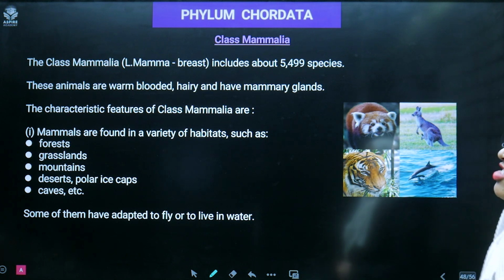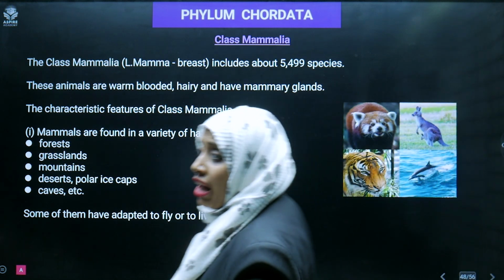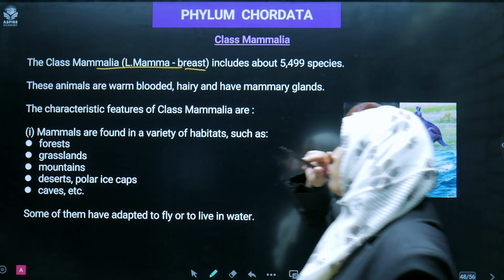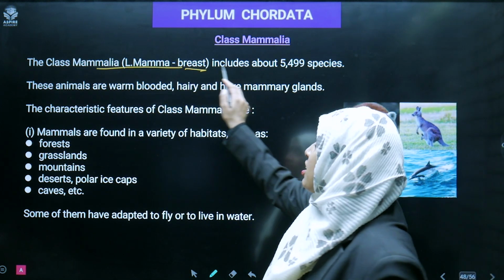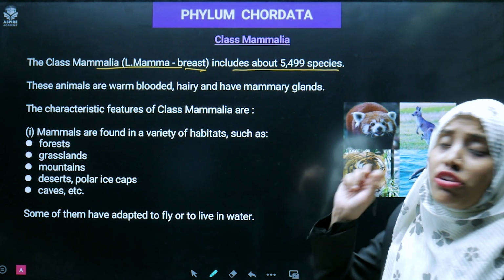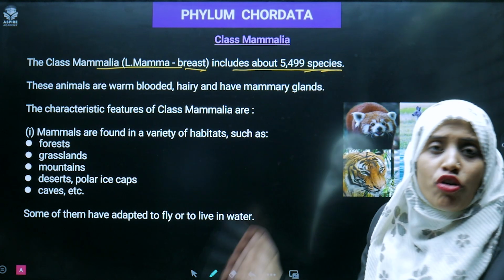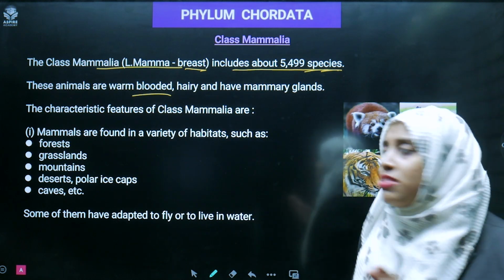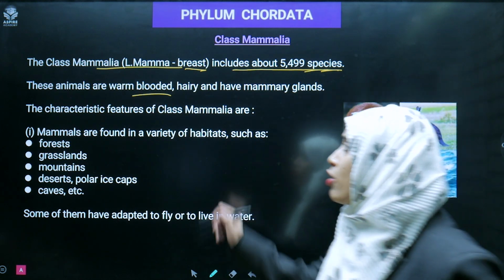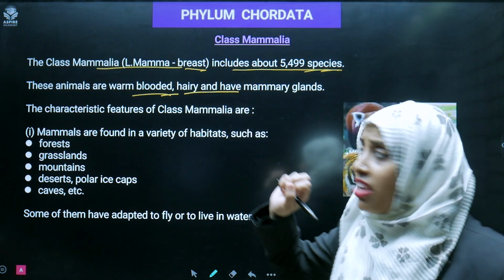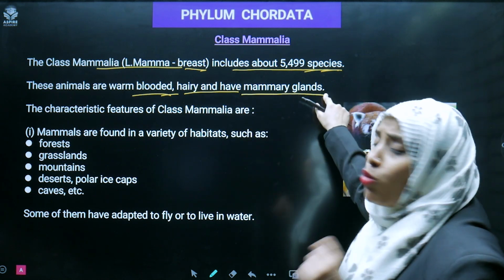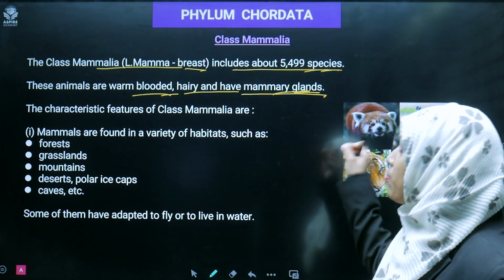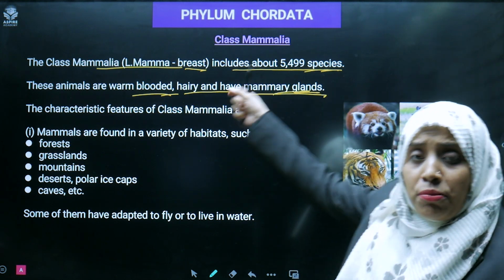Now we'll see class Mammalia. Class Mammalia includes all the mammals. What does the word mamma mean? Breast. It includes about 5,499 species. These animals are warm-blooded. Yes, birds were warm-blooded, and here mammals are also warm-blooded. They have hairs on the skin and have the most important organ, the mammary gland. So the presence of the mammary gland proves that they are mammals.